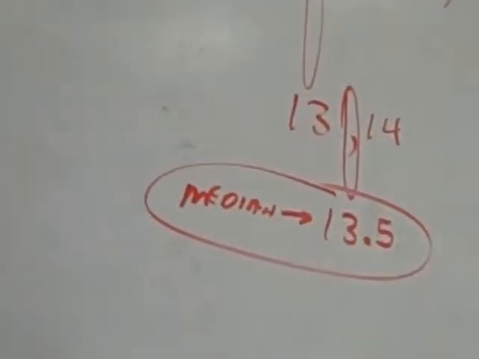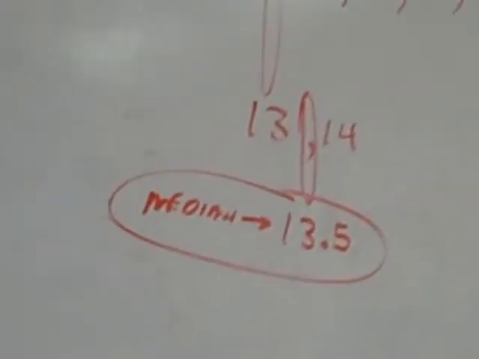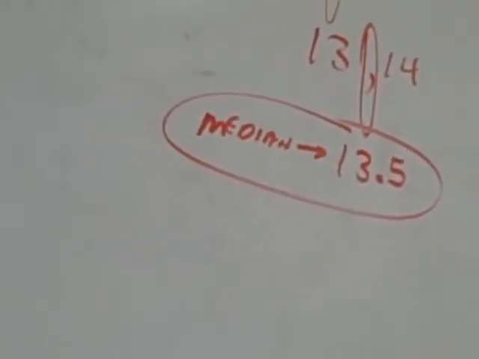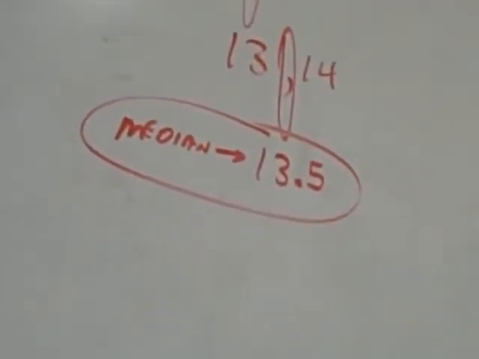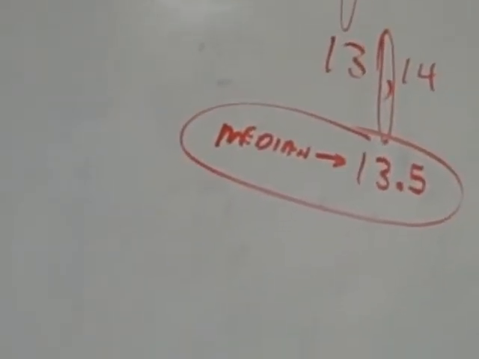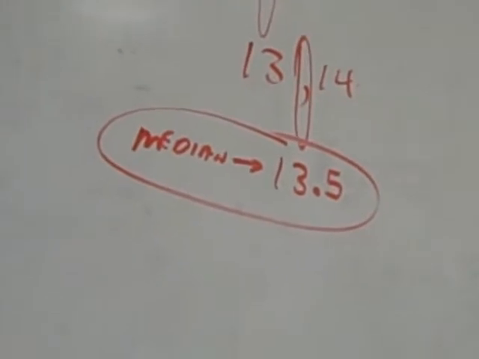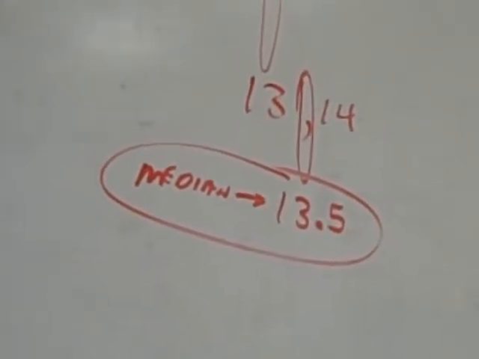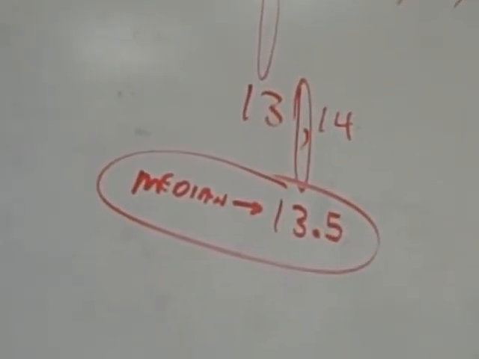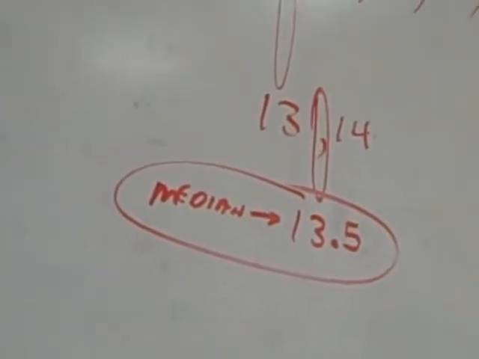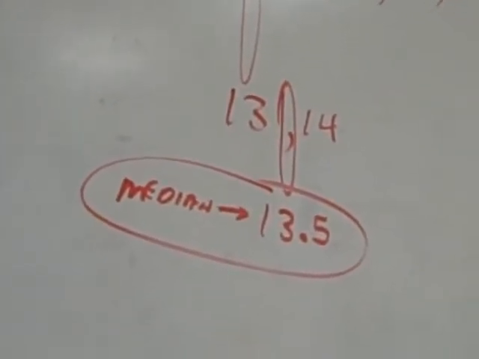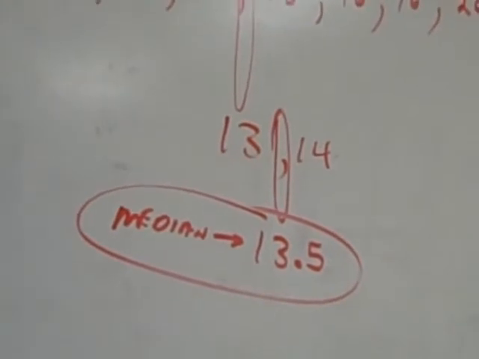Now this confuses students because they're thinking, but 13.5 is not in my list of numbers. Remember, we're trying to find the middle of the list. It may be a number that's in the list. It may not be a number that's in the list. We're finding the middle of the list. Everybody okay with that?